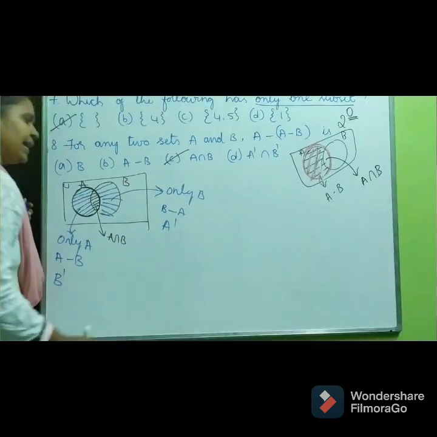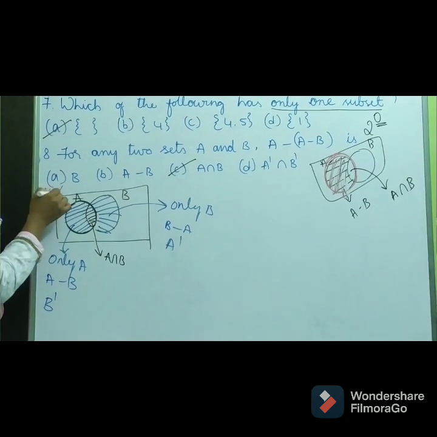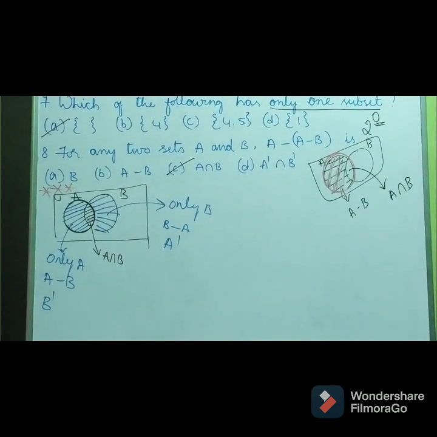Also, if only 2 sets are given, this part can also be written as B dash. Same thing I can go for this part. This part also, same discussion I can say. This is only B, or else it is B minus A, or else it is A dash. This is a very, very important note for you.